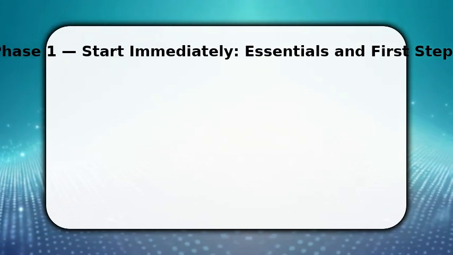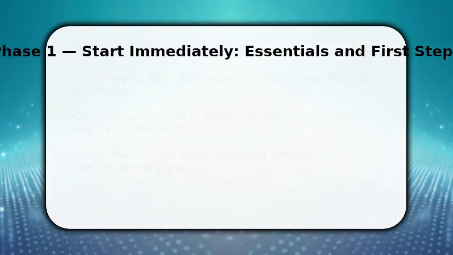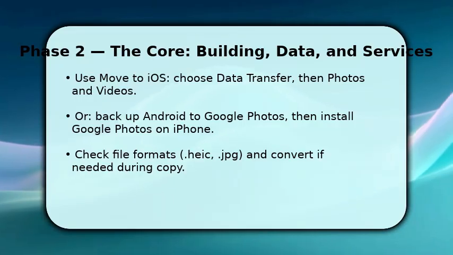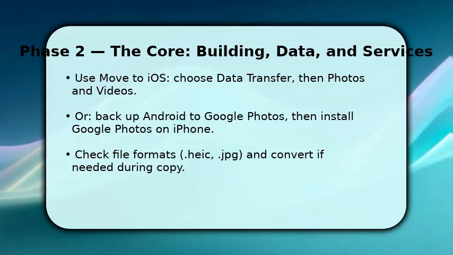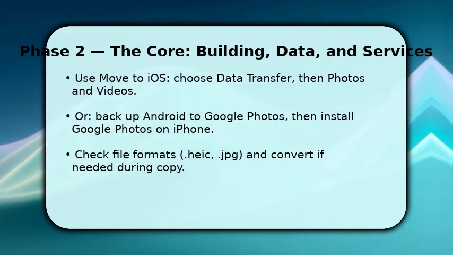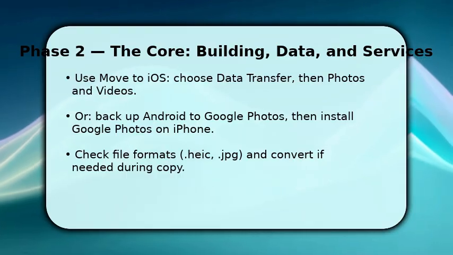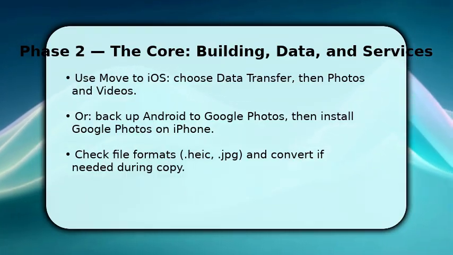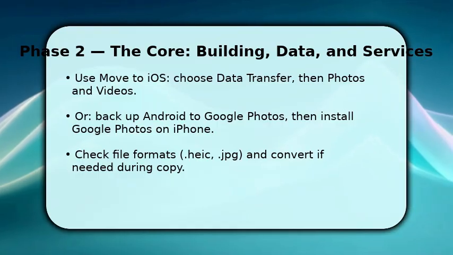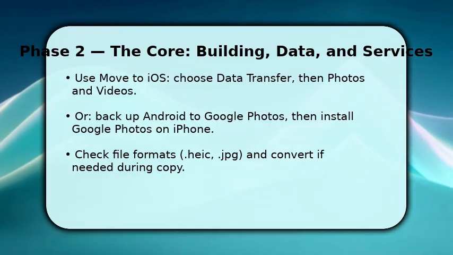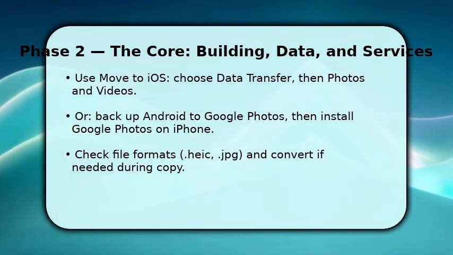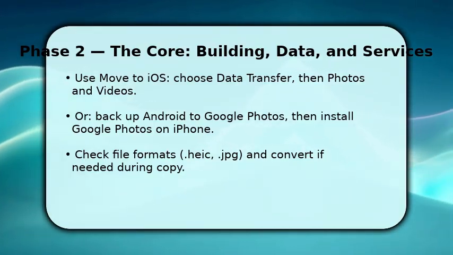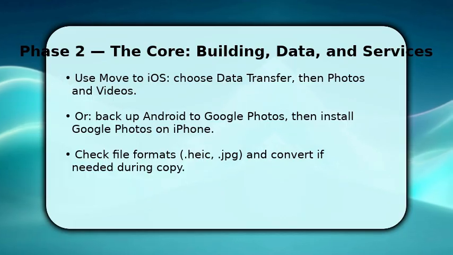the iPhone before continuing. Now you perform the heavy lifting. If using Move to iOS, follow the code exchange, select photos and videos, and let the devices negotiate a private Wi-Fi connection. Alternatively, back up Android to Google Photos, wait for Cloud Sync to finish, then sign into Google Photos on the iPhone and download selected albums. Pay attention to formats. HEIC may be native on iPhone, so convert only when necessary. This prevents duplicates and preserves quality.